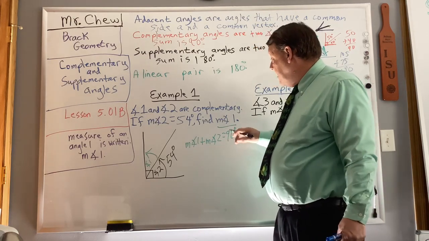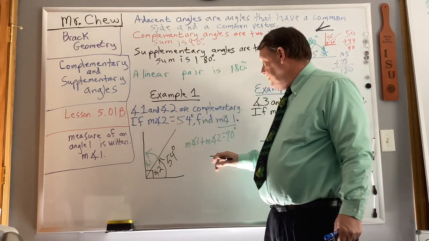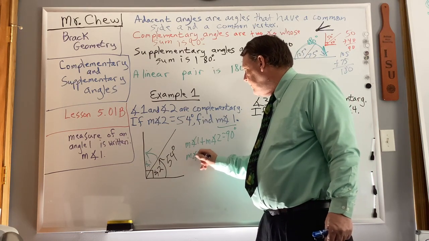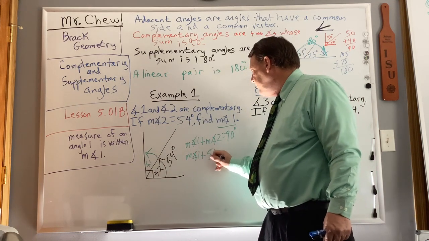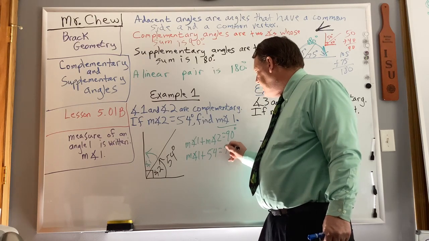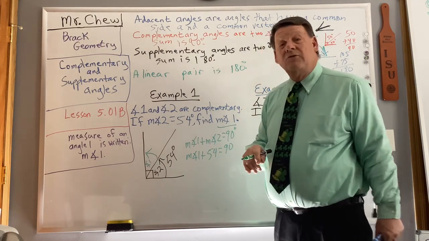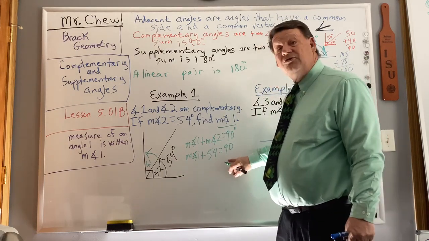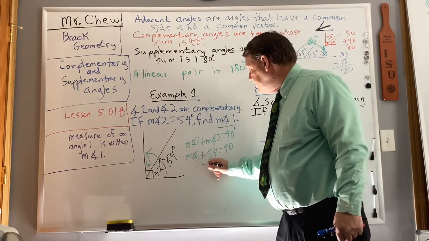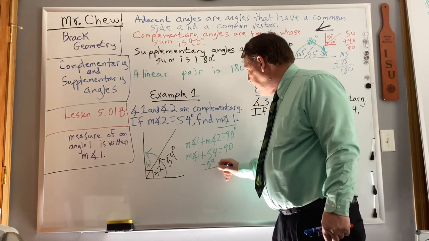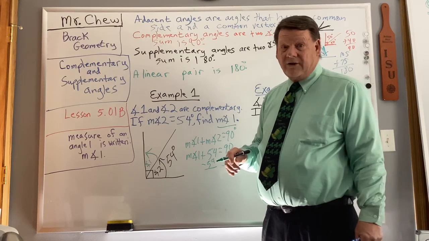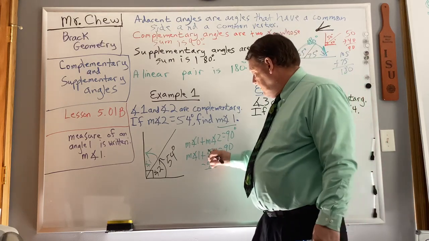All right, now I can substitute the value I have for angle 2, 54 degrees. So I can write the measure of angle 1 plus 54 degrees equals 90. This is called the substitution property of equality that you learned in algebra. Now I'm going to solve this using inverse operations. So I subtract 54 from the left, subtract 54 from the right, using the subtraction property of equality.